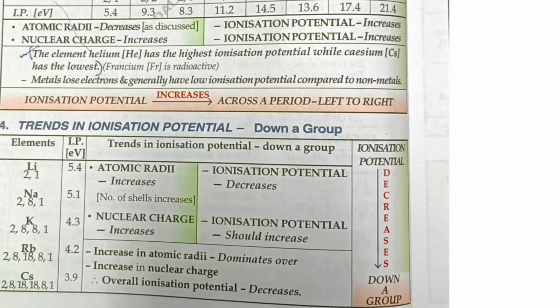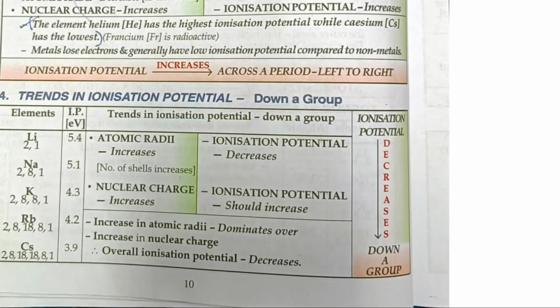The element helium has the highest ionization potential while cesium has the lowest. Francium is radioactive. Metals lose electrons and generally have low ionization potential compared to non-metals. Ionization potential increases across the period from left to right, as we saw. And down the group, atomic radii increases and ionization potential decreases.